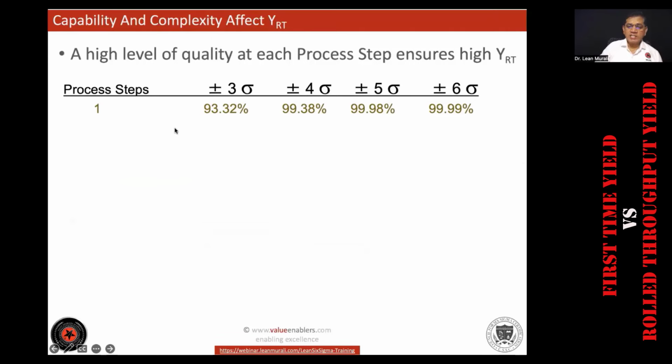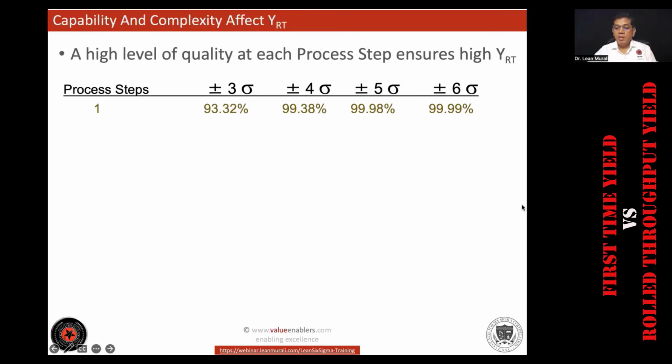If there is only one step, a plus or minus 3 sigma process means it is 93.32%, whereas a plus or minus 6 sigma process means it is 99.99%. How much is the difference approximately between plus or minus 3 sigma and 6 sigma process? It is hardly 6 to 7%.